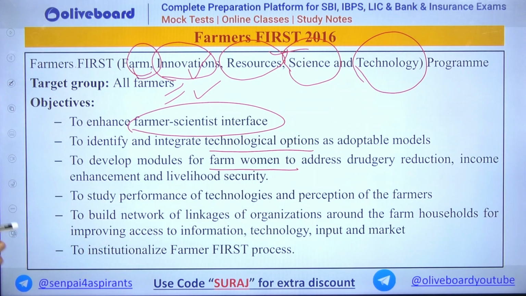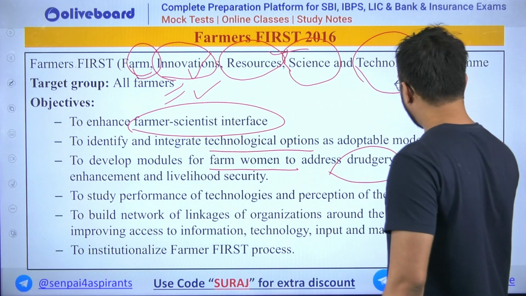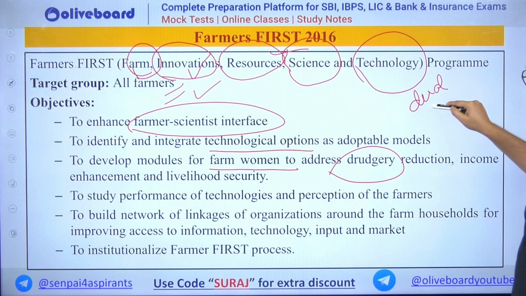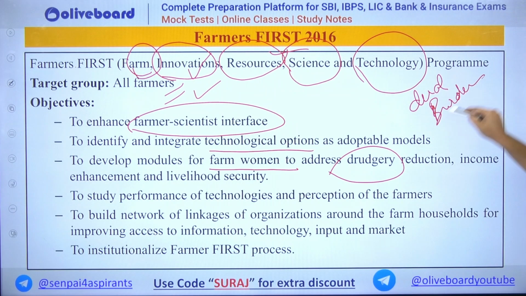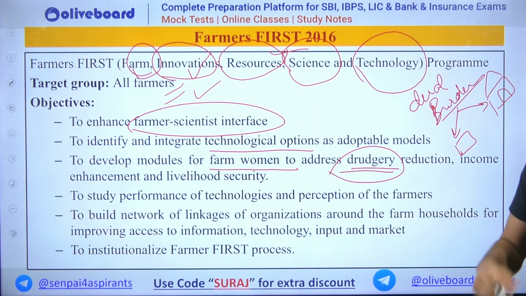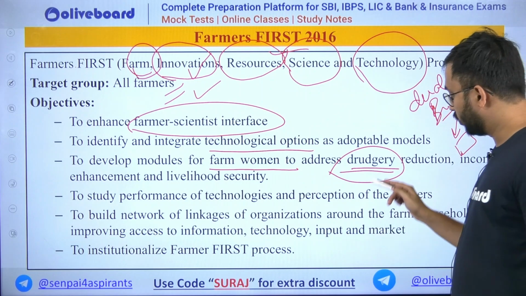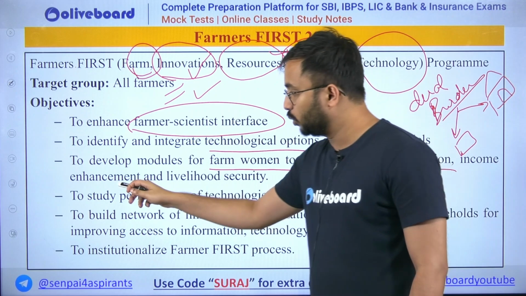and to provide modules to farm women to address their drudgery reduction. We all know women are burdened with a double or dual burden in agriculture. What is this dual burden? A woman has to work in the field and also in the household. Because of this, her drudgery is much larger than that of a male. So you have to reduce the drudgery and improve the income.